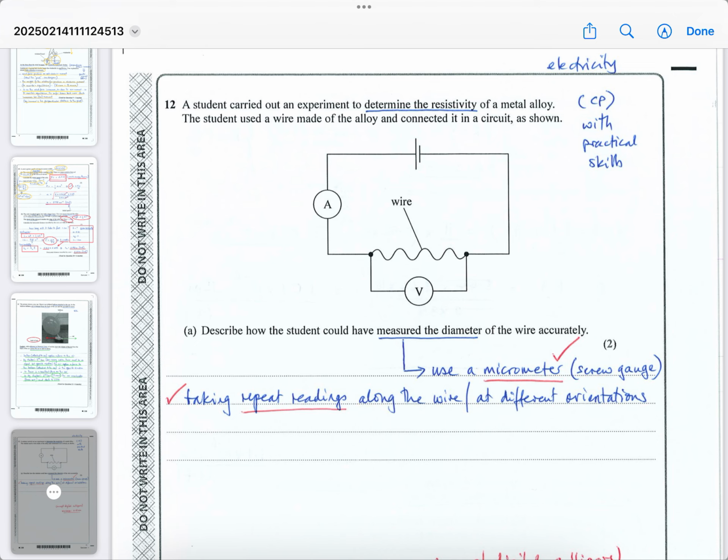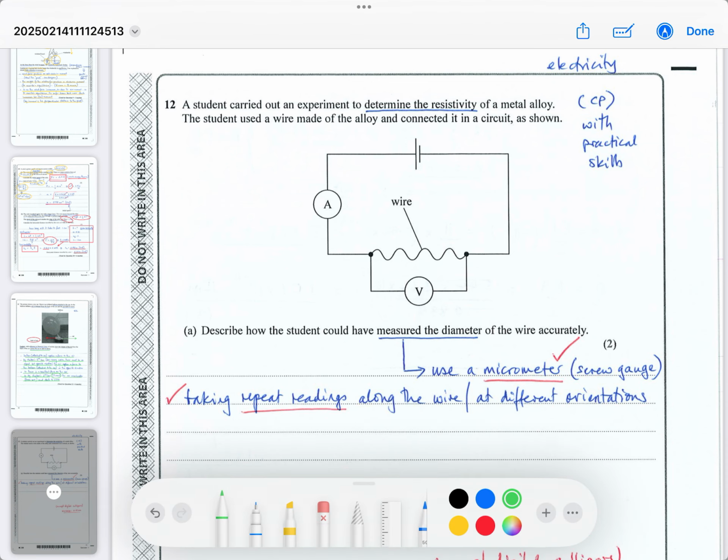It says a student carried out an experiment to determine the resistivity of a metal alloy. The student used a wire made of the alloy and connected it in a circuit as shown. So you've got a cell in series with the wire and in series with an ammeter, and across the wire is your voltmeter. Now this is actually a core practical, resistivity, which my students have done. Okay, so you need to know these practical skills.